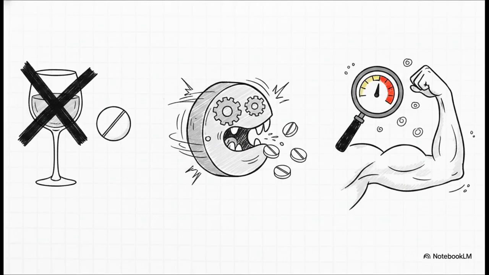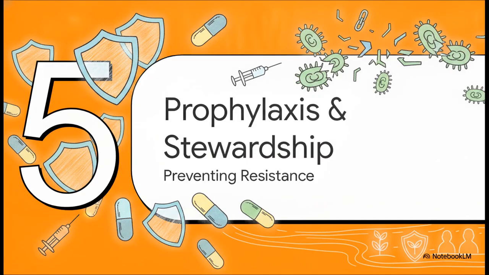And finally, daptomycin, which depolarizes the gram-positive membrane, requires strict monitoring of creatine phosphokinase or CPK levels because it can cause severe myopathy. Section 5. Prophylaxis and antimicrobial stewardship. Look, to prevent our arsenal from becoming completely obsolete due to resistance, we absolutely have to adhere strictly to the rules of antimicrobial stewardship.